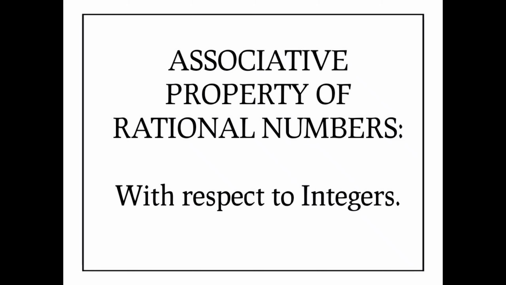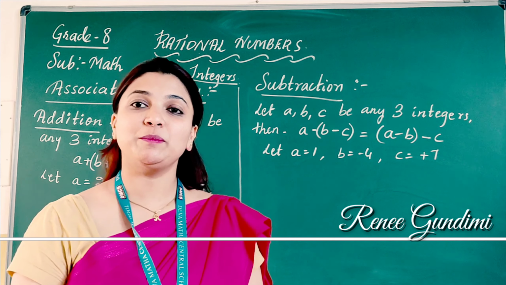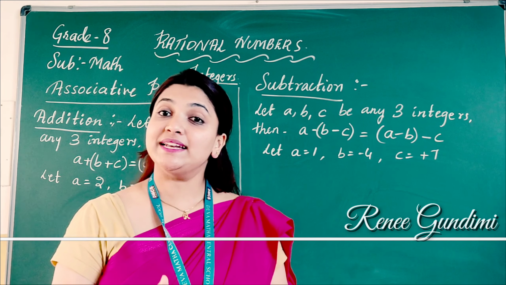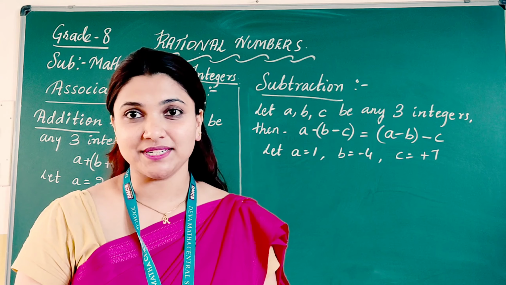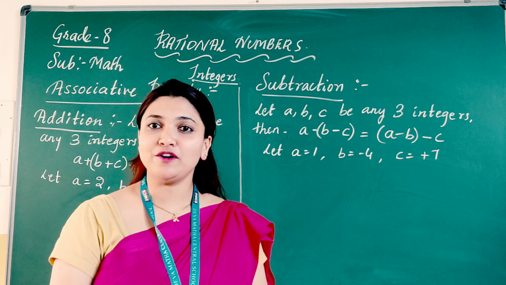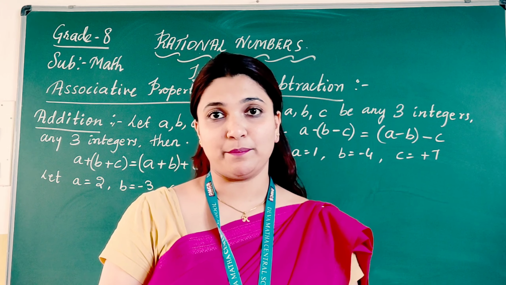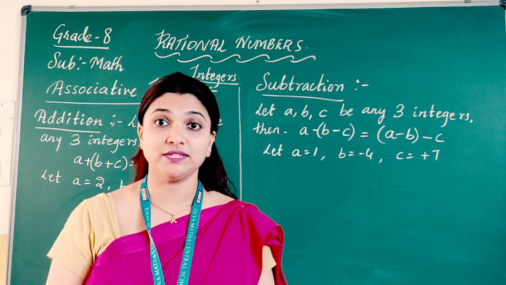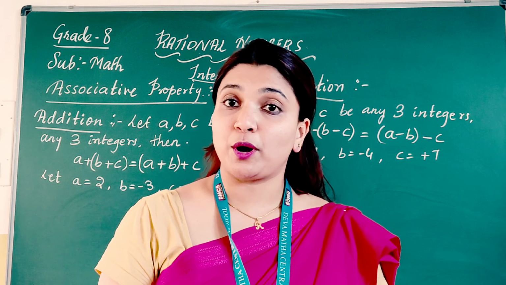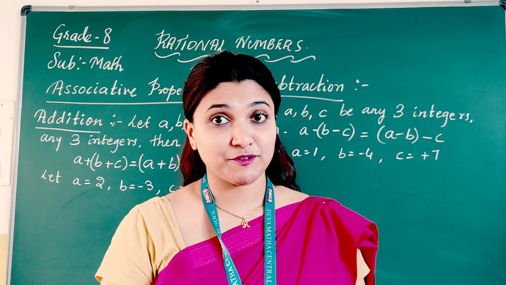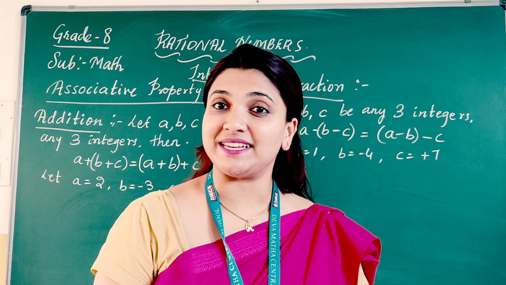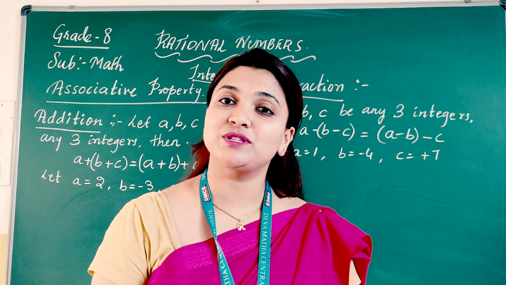Students, and welcome back. In this session, we will be completely studying the next property of rational numbers, that is the associative property of rational numbers. Till now, when I look at rational numbers and their properties, we have studied the closure property, the commutative property, and the third property is nothing but the associative property.